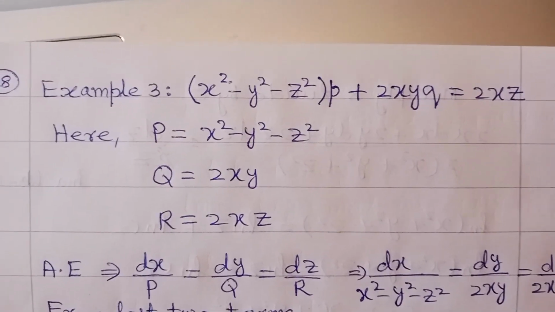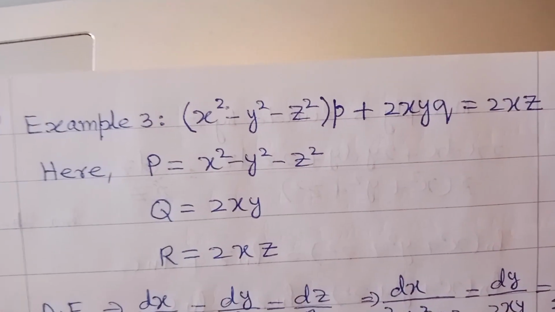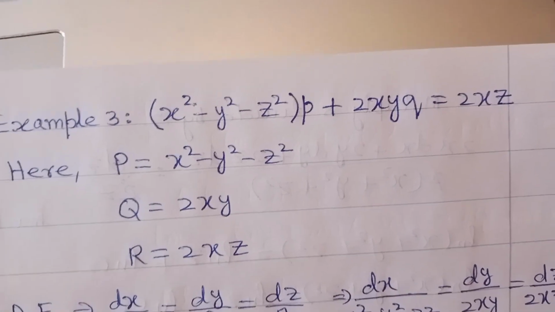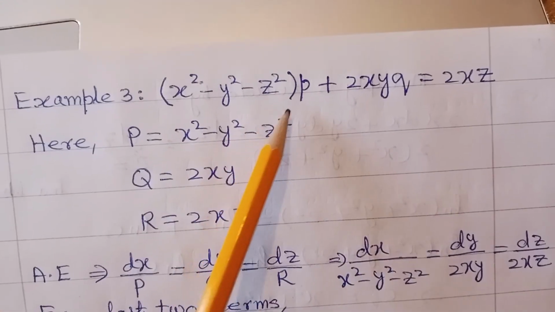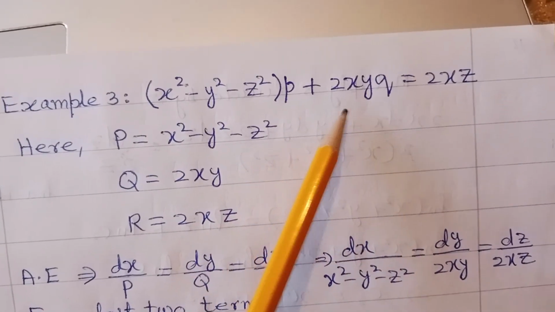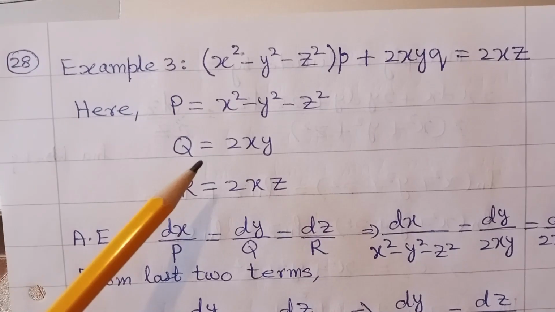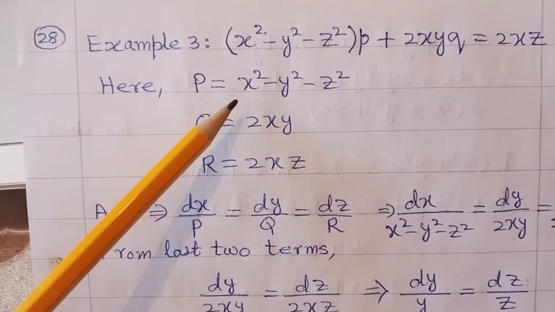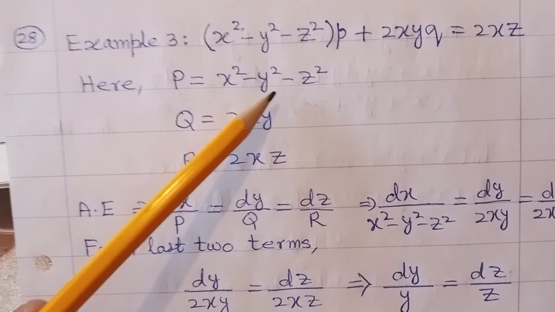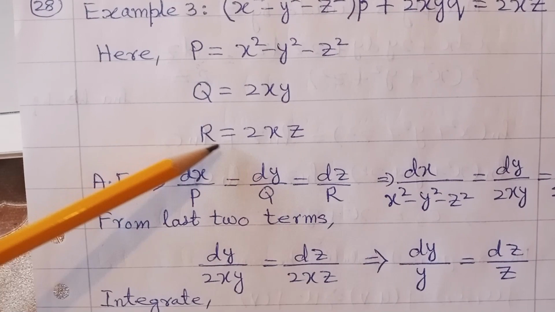This is another example of a partial differential equation. Here this differential equation is a little special type of differential equation. So look at this: (x square minus y square minus z square) into p plus 2xy q is equal to 2xz. Equating the values of capital P, Q, R from this equation, P is equal to x square minus y square minus z square, and Q would be 2xy.